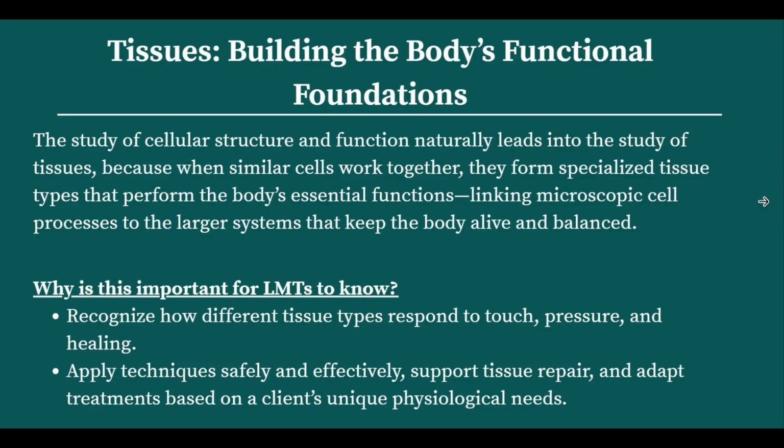Okay, here we are talking about tissues on the cellular level. We're going to be talking more deeply about each type of tissue when we go to each body system. But for right now, we're just going to be talking about the cellular composition of tissue in all these different categories. So why is this important? The study of cellular structure and function naturally leads into the study of tissue, because when similar cells work together, they form specialized tissue types that perform the body's essential functions, linking microscopic cell processes to the larger systems that keep the body alive and balanced.